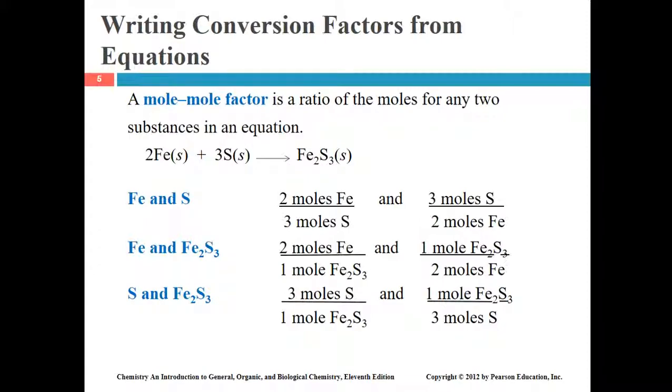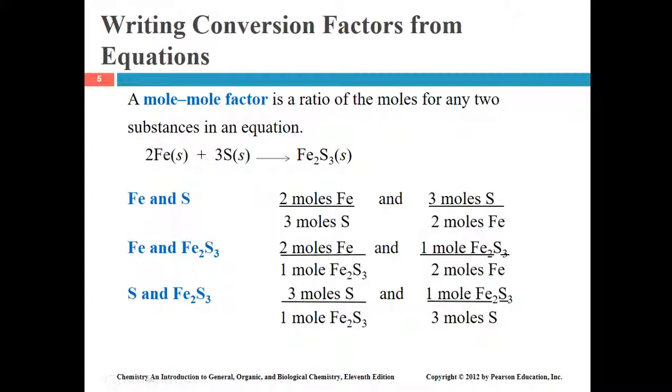So here's our key here. A mole-to-mole factor is a ratio of the moles for any 2 substances in the equation. So we can compare iron to sulfur, we can compare iron to iron(III) sulfide, and we can compare sulfur to iron(III) sulfide. And in the comparison, we're going to set up our mole-to-mole ratio. So we just have to figure out in later equations which one goes on top. Well, it depends on what they're asking for.